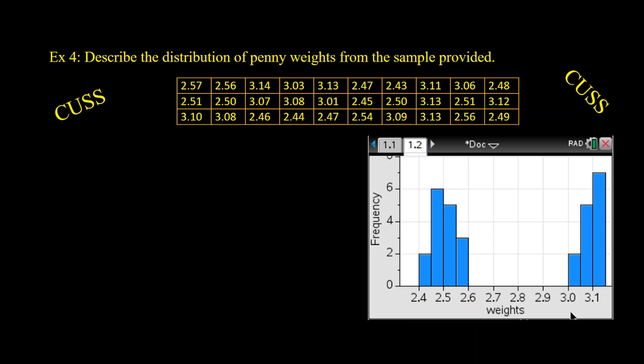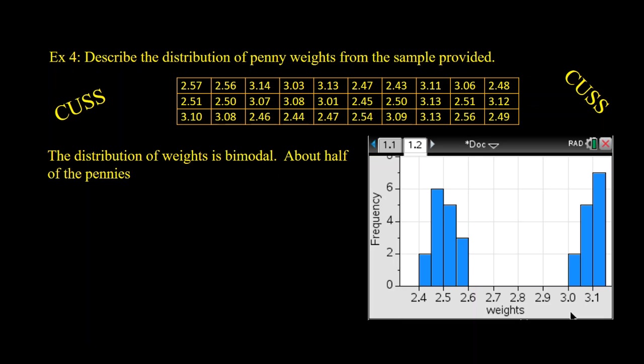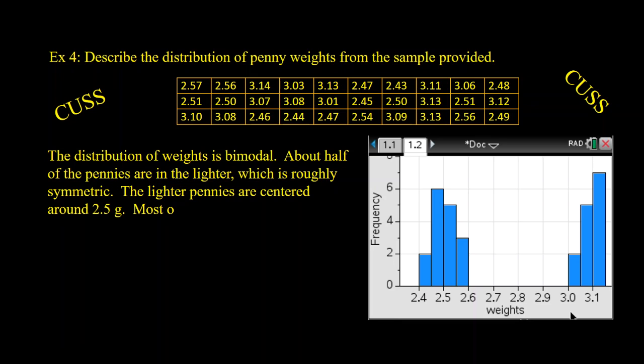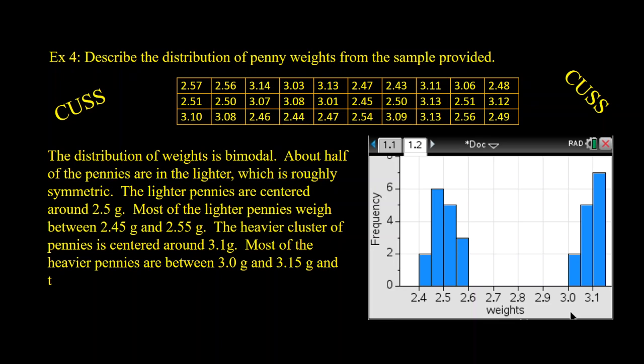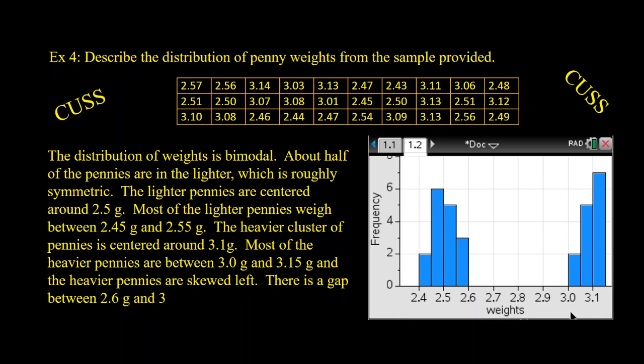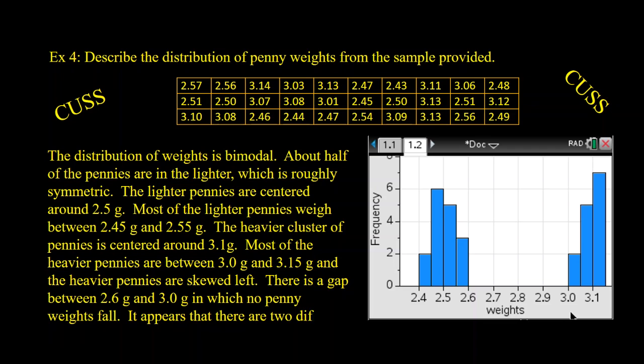So let's discuss. The distribution of weights is bimodal. About half of the pennies are in the lighter group, which is roughly symmetric. The lighter pennies are centered around 2.5 grams. Most of the lighter pennies weigh between 2.45 grams and 2.55 grams. The heavier cluster of pennies is centered around 3.1 grams. Most of the heavier pennies are between 3.0 and 3.15 grams. And the heavier pennies are skewed left. There's a gap between 2.6 grams and 3.0 grams in which no penny weights fall. It appears there are 2 different types of pennies here.